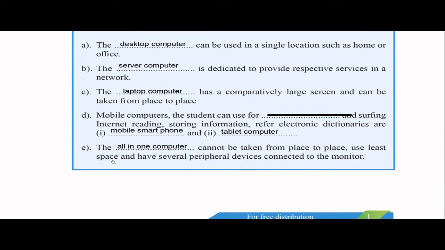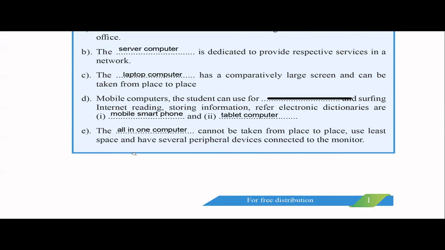Okay. Fifth one: the blank cannot be taken from place to place. It uses at least space and has several peripheral devices connected to the monitor. So the portability is very low, but most of the peripheral devices are connected. That means it's the all-in-one computer. So I hope you understood.